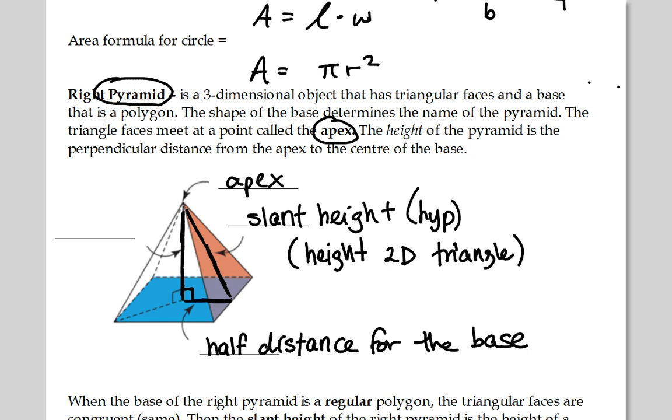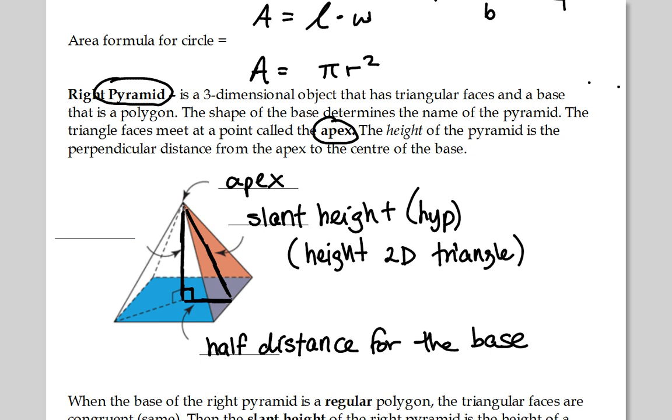So there's faces. There's triangular faces. There's 4 of them. There's the front, the back, the left, and the right. And because it's a square, all those faces are the same. And that slant height for the pyramid is the actual height for the two-dimensional triangle.